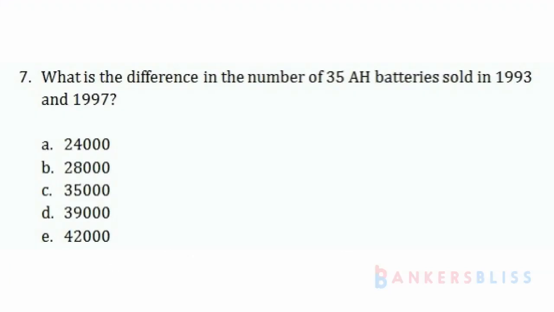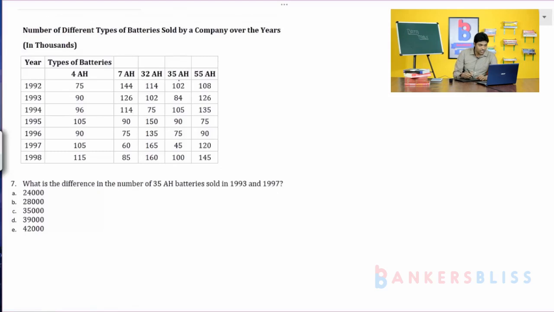Problem number 7. See here, what is the difference between the number of 35 AH batteries sold in 1993 and 1997? So they are speaking only about the 35 AH battery. 1993 it was 84, 1997 it was 45. So they are asking us to calculate the difference. Very simple, 84 minus 45. So you got 9.